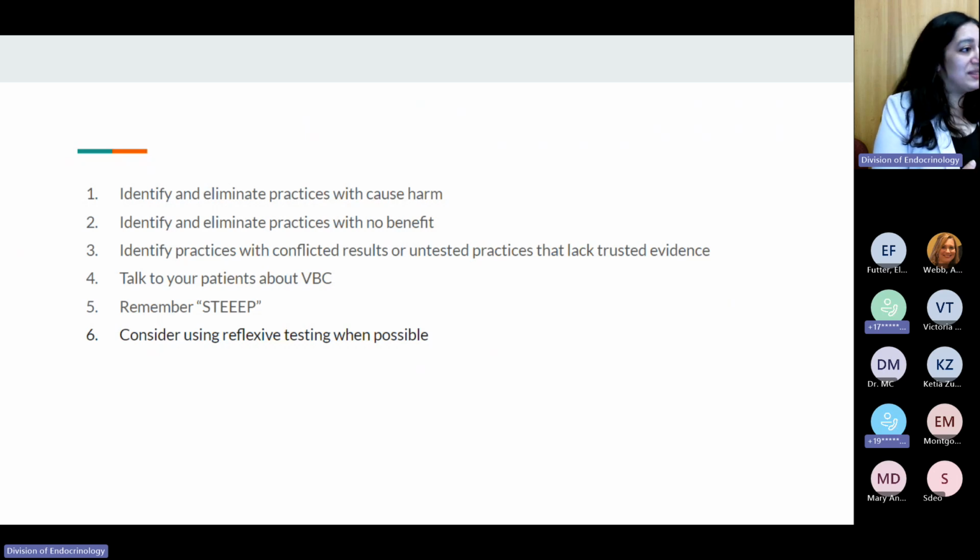Consider using reflexive testing when possible. So for example, TSH with reflex free T4. Don't order both tests simultaneously if you don't have to. If one's abnormal, it'll go to the other, and that applies to situations where applicable. It's the same thing as why in medicine we do a urinalysis with a reflex culture. If it's abnormal, the culture will be there, but we're not doing cultures on every patient. And that will eliminate costs as well.